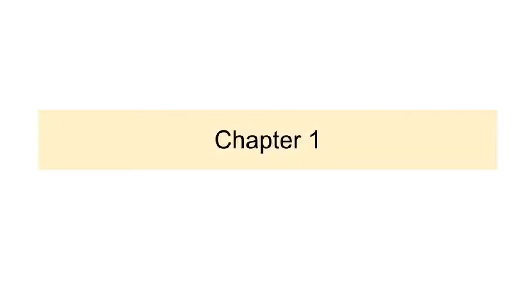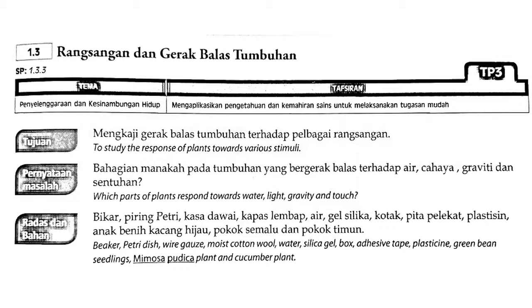Science Process Skill Form 3. Chapter 1. Aim: to study the response of plants towards various stimuli. Problem statement: which parts of plants respond towards water, light, gravity and touch?